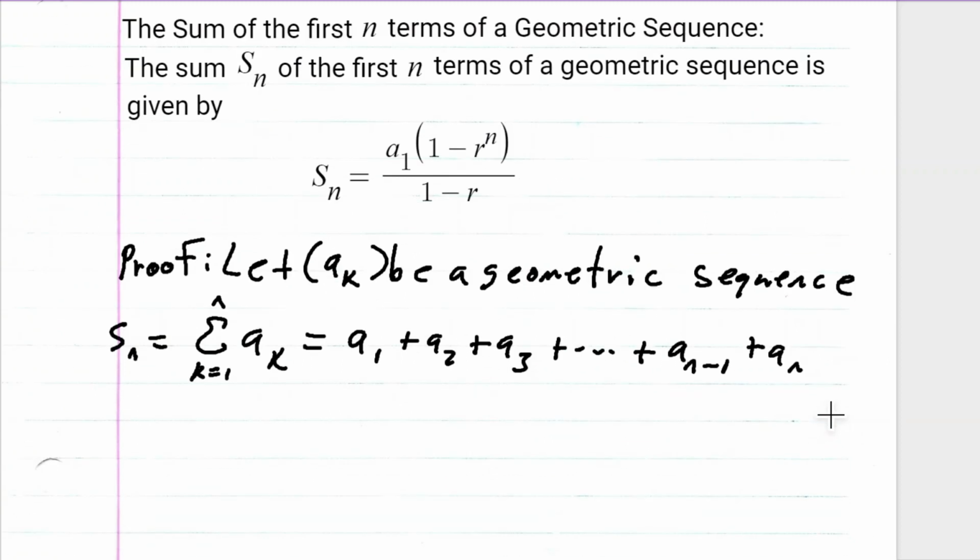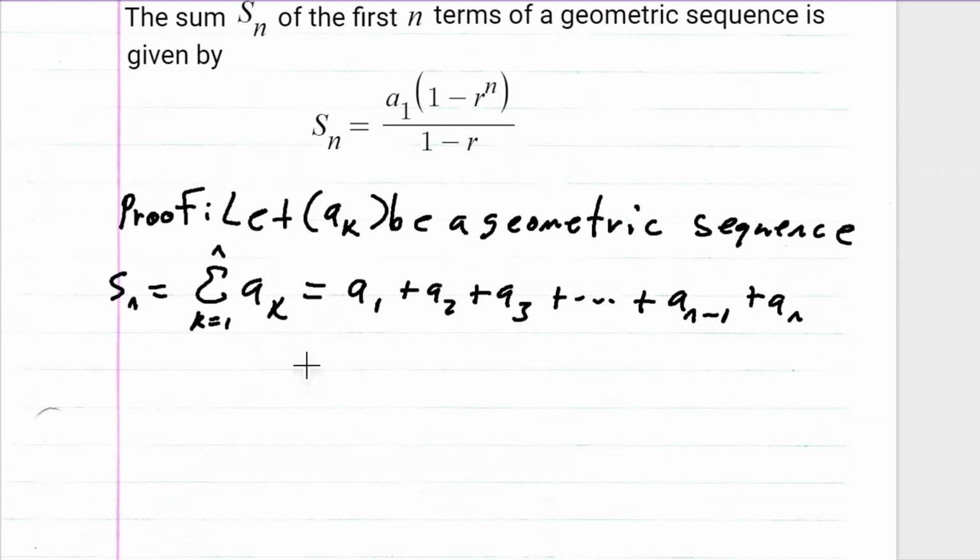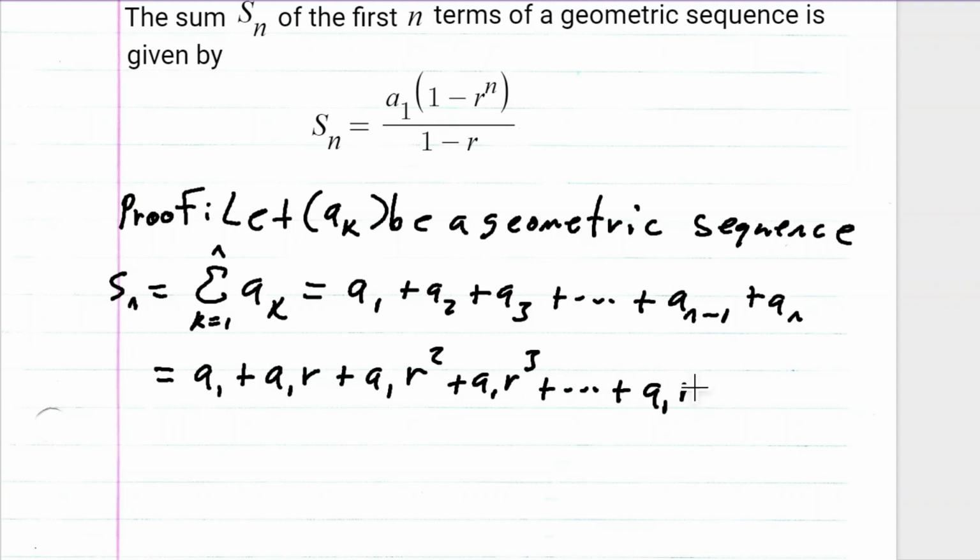Okay? And of course, since this is a geometric sequence, we can rewrite this as a sub 1 plus a sub 1r, because of the common ratio between the terms, right? Plus a sub 1r squared plus a sub 1r cubed plus dot dot dot plus a sub 1r to the n minus 2 plus a sub 1r to the n minus 1.